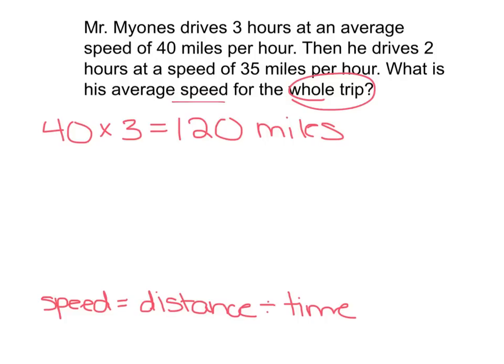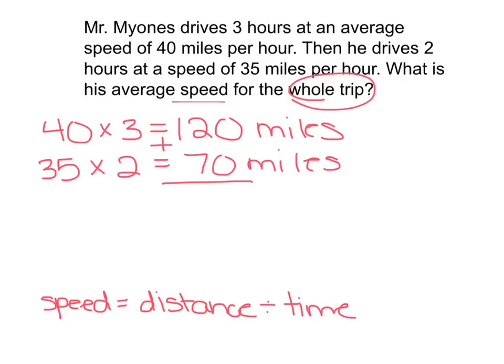Then he drove 2 hours at a speed of 35 miles per hour. So that means each hour he drove 35 miles. So he went 35 miles for 2 hours. So 35 times 2 would mean he did a total of 70 miles. So the total distance, if we added it, would be 190 miles in total.